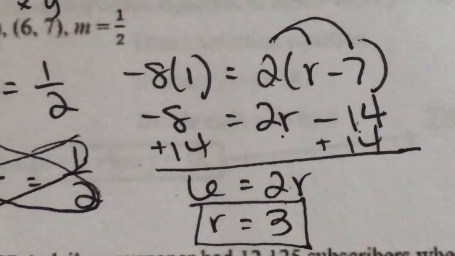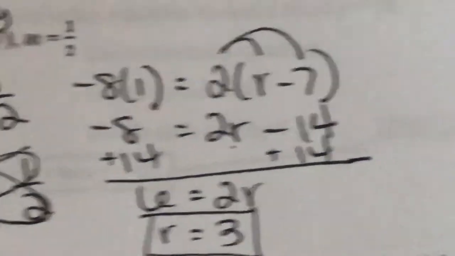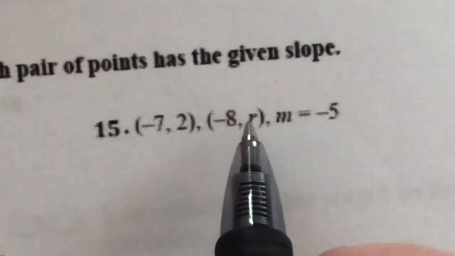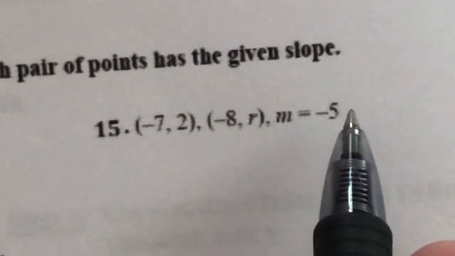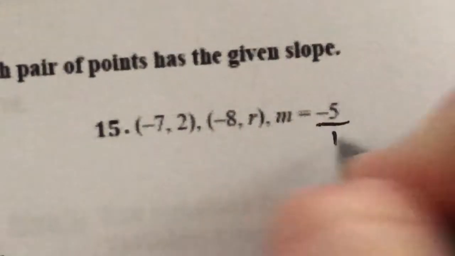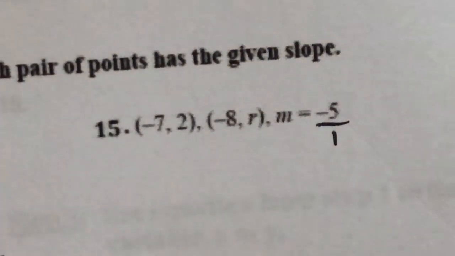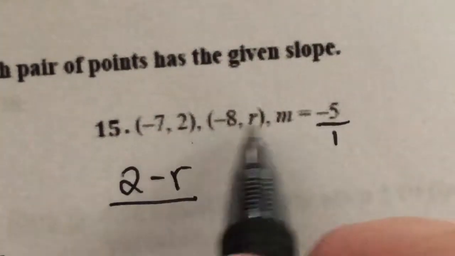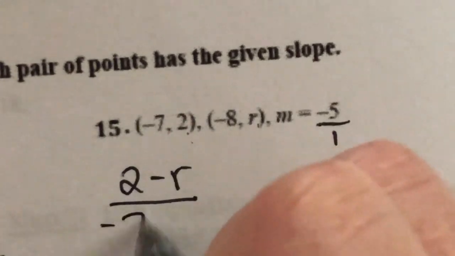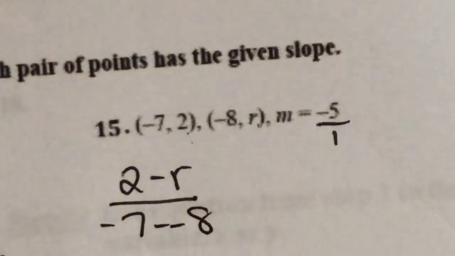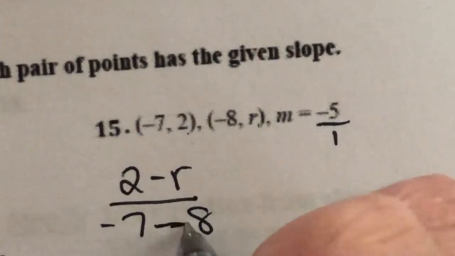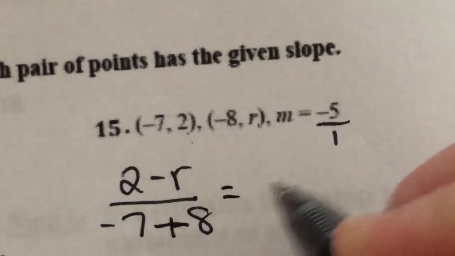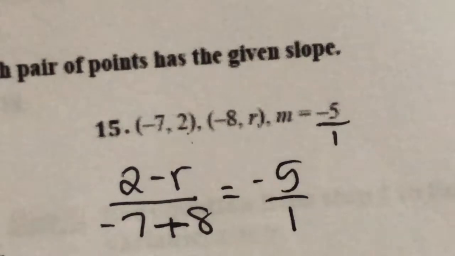So we still used our slope formula, even though we already knew the slope and we just didn't know an ordered pair. Same thing here. We don't know this ordered pair number, but we do know the slope, negative 5 over 1. Remember, when the slope is not a fraction, you make it a fraction by putting it over 1. So I'm going to use y minus y, 2 minus r over, since I started with 2 on top, I start with negative 7 on the bottom, negative 7 minus negative 8, and a double negative becomes a plus. And I know the answer is negative 5 over 1.